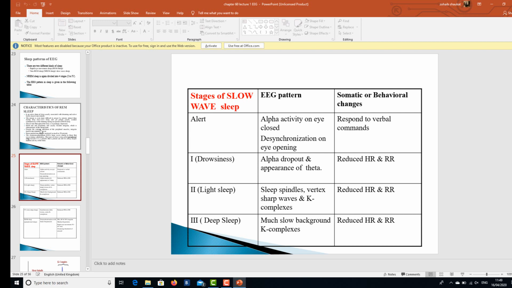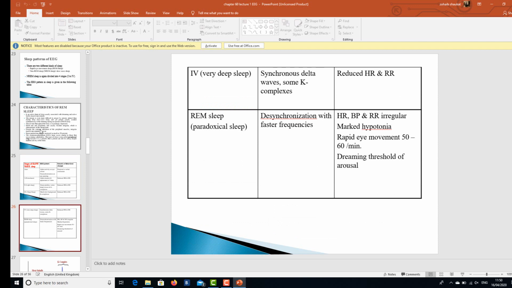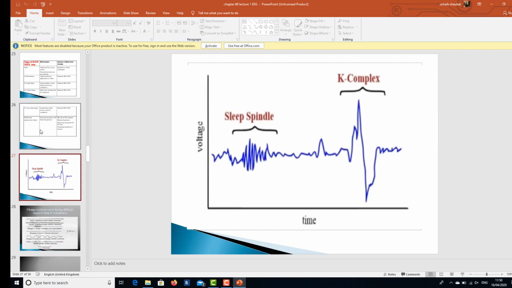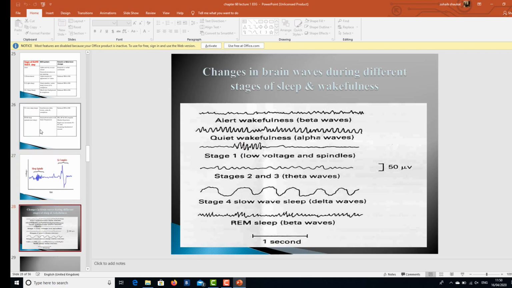Then we have the deep sleep: much slower background, K complexes, reduced heart rate and respiratory rate. Very deep sleep: synchronous delta waves, some K complexes, reduced heart rate and respiratory rate. Rapid eye movement sleep: desynchronization with faster frequency. During this there is an increase in heart rate and blood pressure, and respiratory rate becomes irregular. There is hypotonia, rapid eye movement 50 to 60 per minute, dreaming, and a raised threshold of arousal. You can see the changes in brain waves during different stages of sleep and wakefulness.